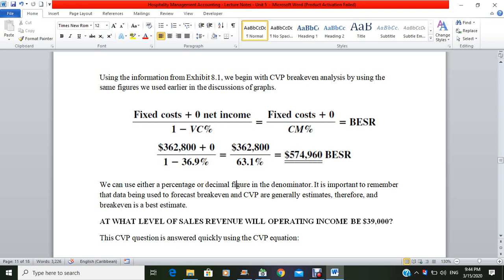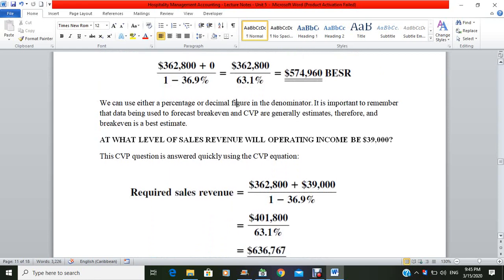It's important to remember that data being used to forecast break even and CVP are generally estimates. Therefore, break even is really our best estimate. Here's a scenario. You might see this on the exam to figure out as well.